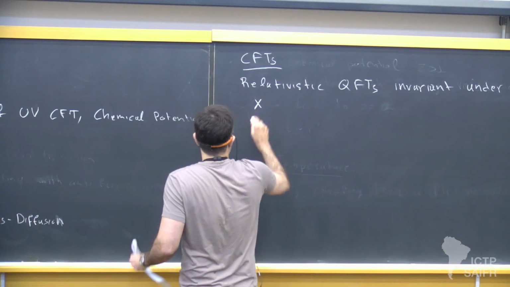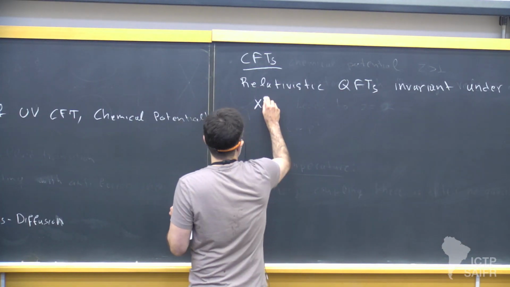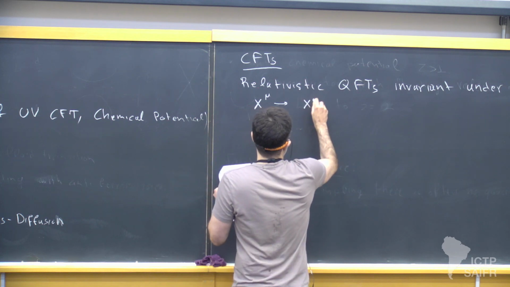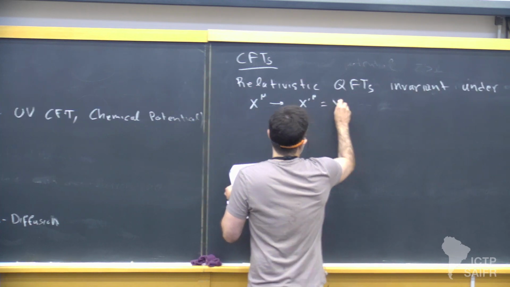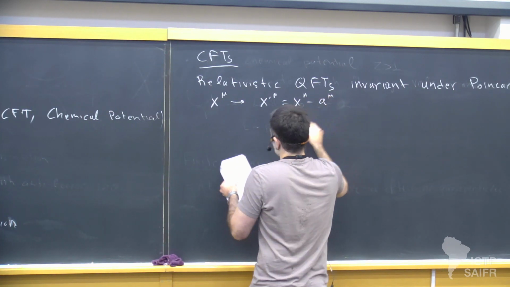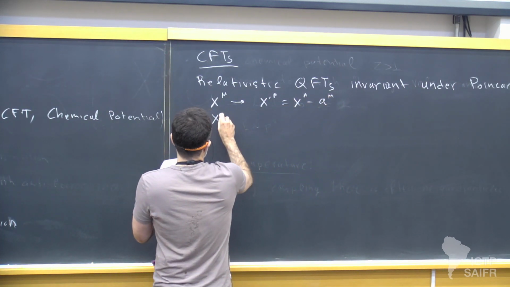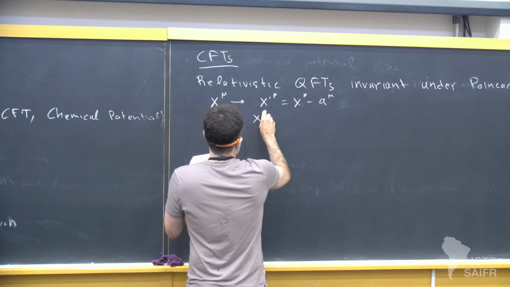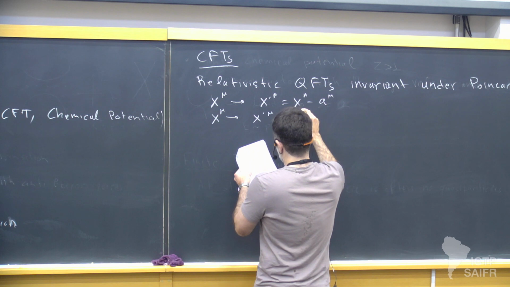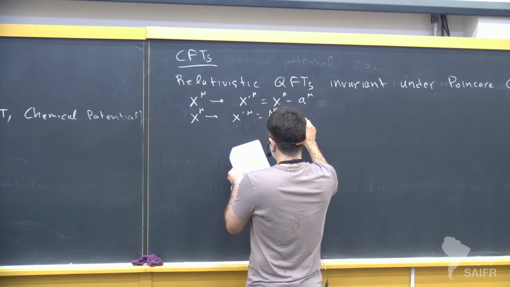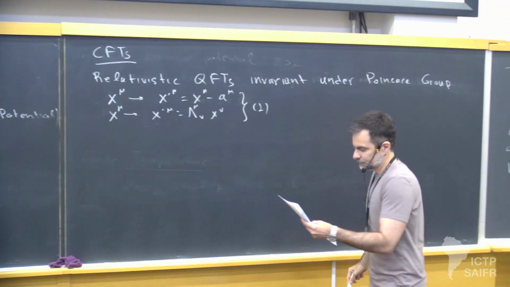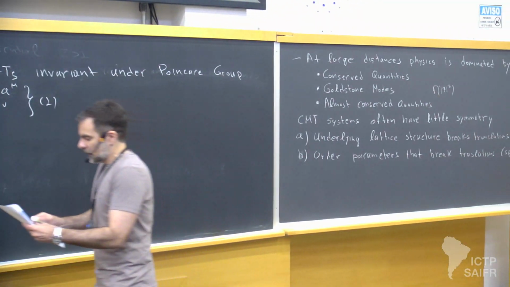So what's this transformation like? You would have translations. I can take x^μ and shift it by a shift vector a^μ, or I can do a Lorentz boost with Lorentz transformations given by the matrices Λ. Let me call this equation 1.